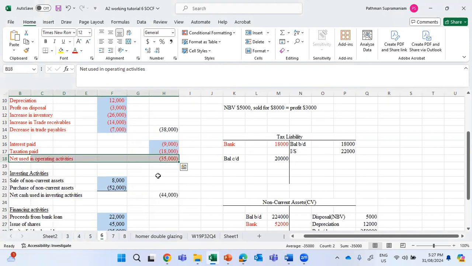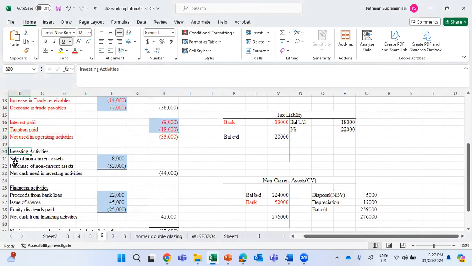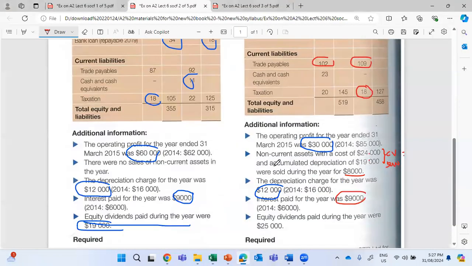Okay, moving on to the investing activities. Sale of non-current asset. This means the proceeds, how much money we received. So that is indicated here just now. We sold the asset for 8,000. So that's the amount that you will debit cash or bank.